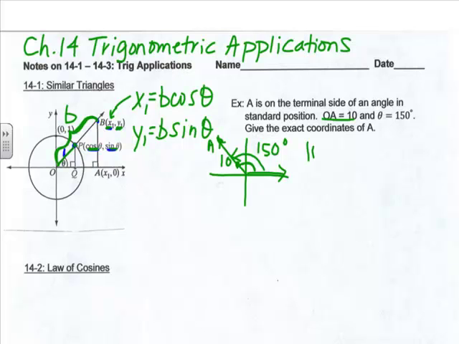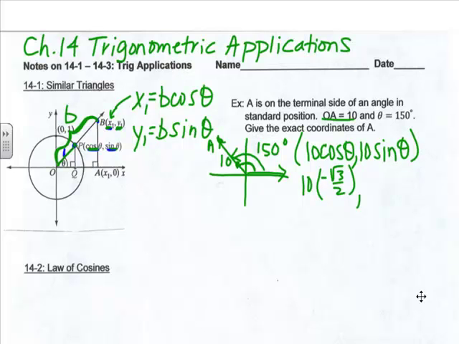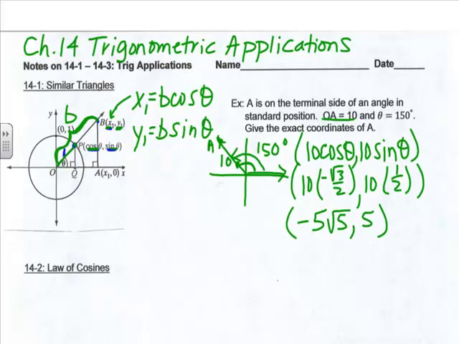So the coordinates of the point A are just going to be 10 times the cos of theta, 10 times the sine of theta. And so either we get our calc to help or we remember what's going on. And the cos of 150 is negative radical 3 over 2. And the sine of 150 is a half. And so when we put those values in and multiply those guys out, we get negative 5 radical 3, 5 as the coordinates of this point A out here, which is kind of escaped from the unit circle.